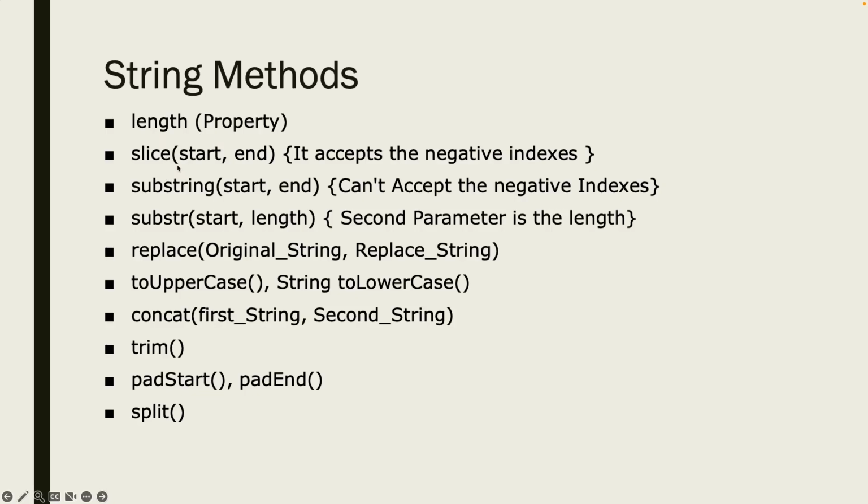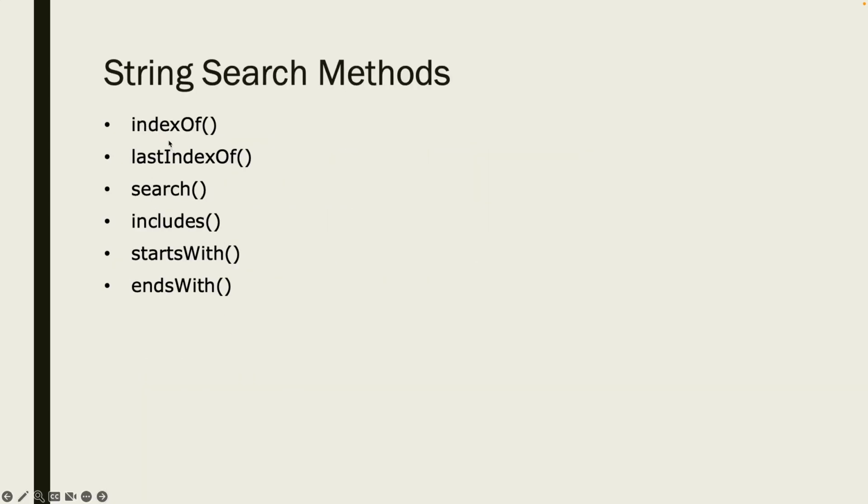Slice is the method which will give you a part of a string. It takes two parameters. The first one is start, the second one is end. So you have to put in the index parameters from where to start and where to end. We will also discuss substring. It is similar to slice, but it will not take negative parameters. Similarly, we have substr, then replace, toUpperCase, toLowerCase, concat, trim, padStart, padEnd, and split.